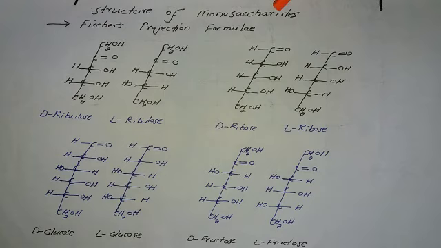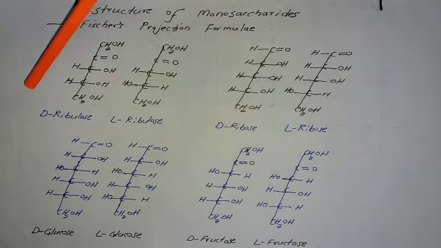For example, structure of monosaccharides. The structure of monosaccharide can be explained on the basis of different formulae. Number one, Fischer projection formulae. Fischer projection formulae are used for straight chain monosaccharides, when monosaccharides are in the straight chain, not in the ring form. For example, pentoses.